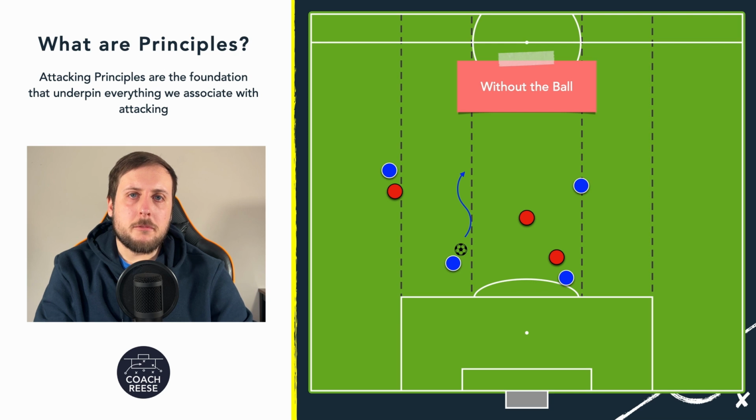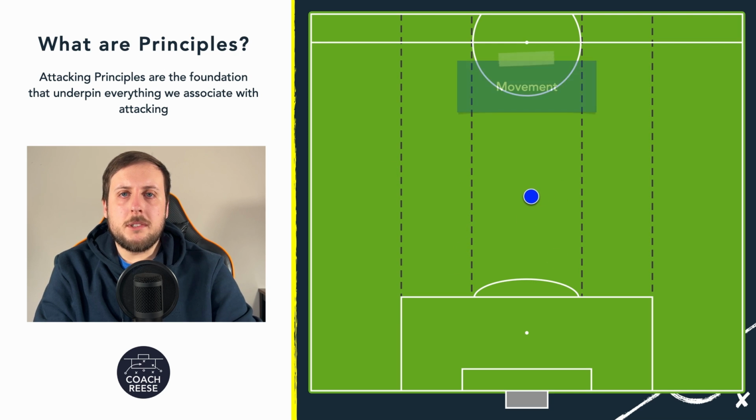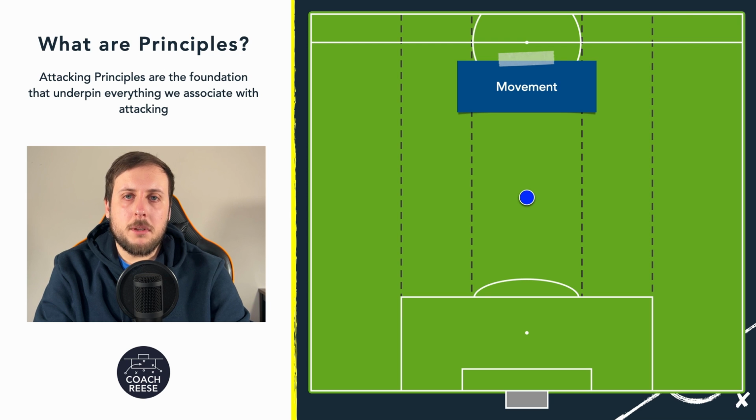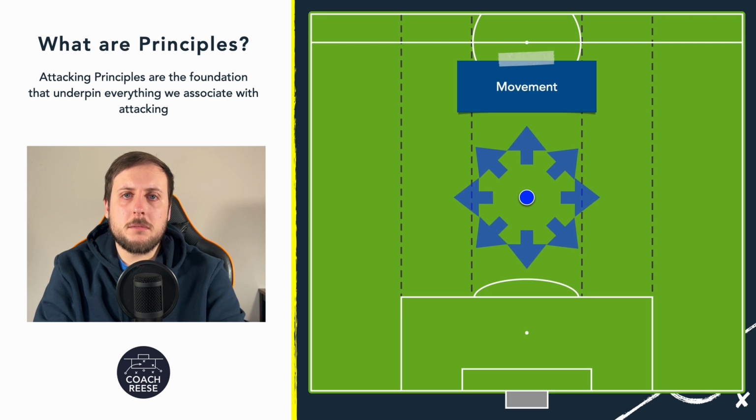The next one is movement, and we can think about movement incredibly simply, and we can make vertical movements, we can make horizontal movements, and we can make diagonal movements. We can think of movement as how we move dynamically to create space, to make passing options, to disrupt opposition defenses. Movement plays a fundamental role in everything that we see when we associate with attacking play.